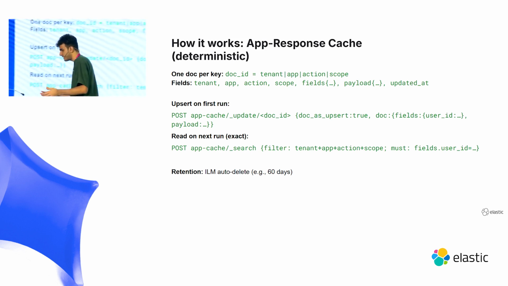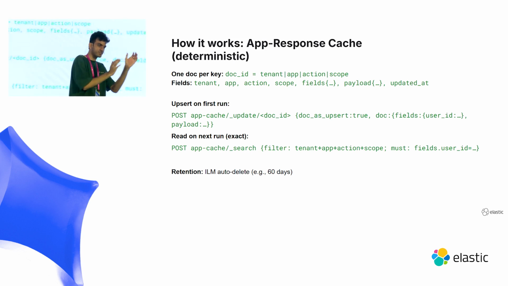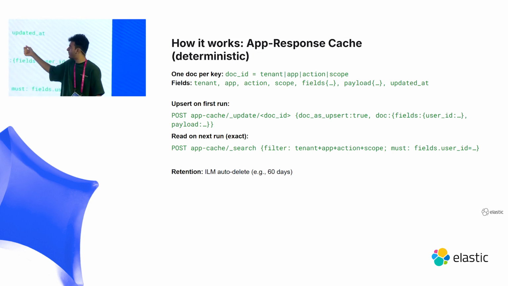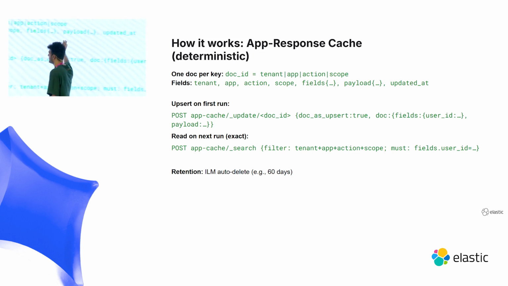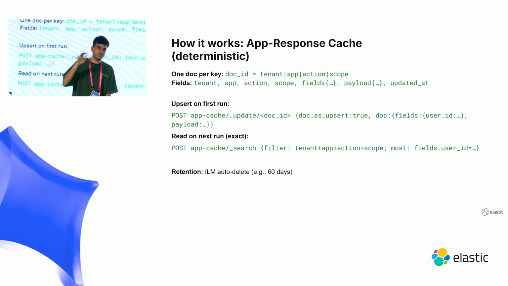So what we do here is, instead of doing semantic search, I just take a key. I construct a key based on my tenant, app, and action name. So this makes it a bit unique. For every user, I get a different key. And then I take this key and I dump the whole response into that key.